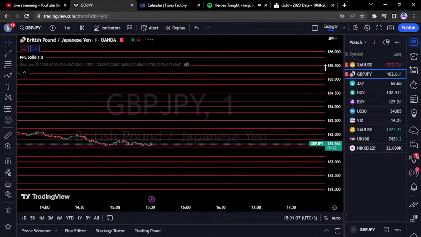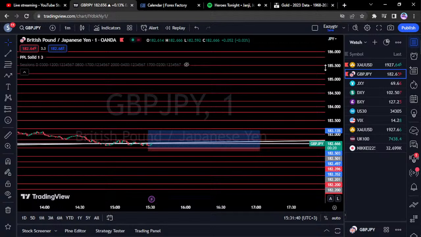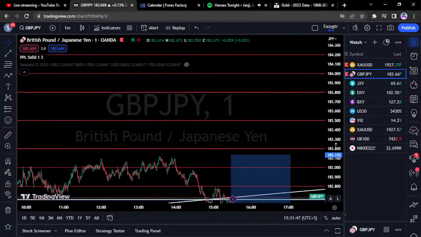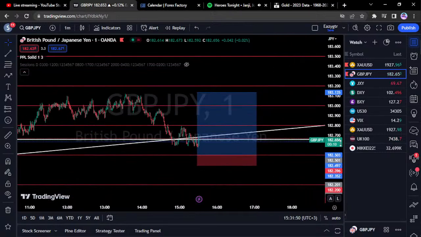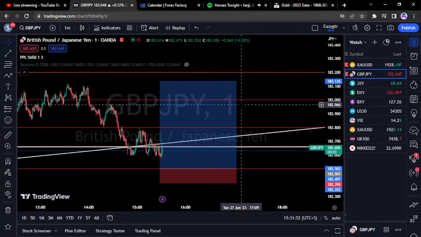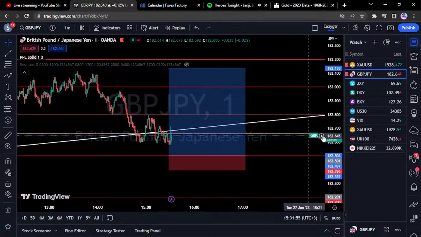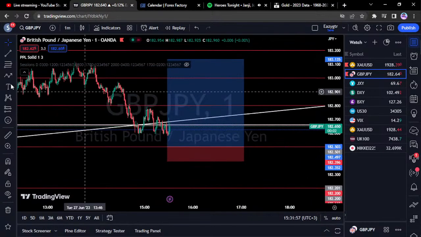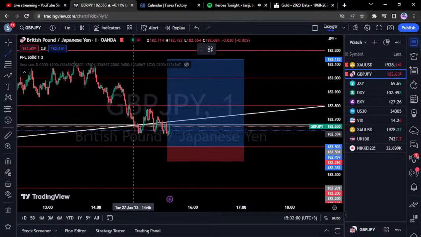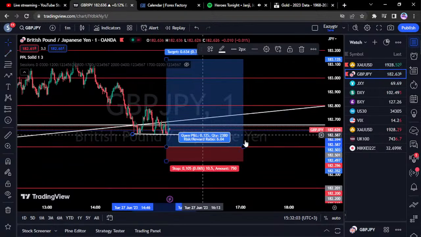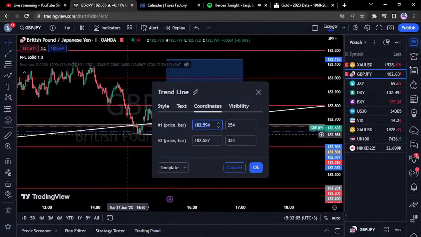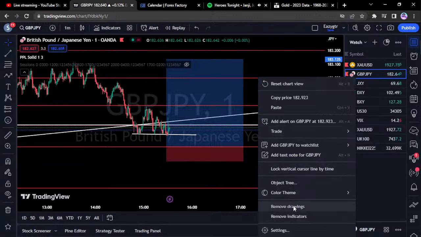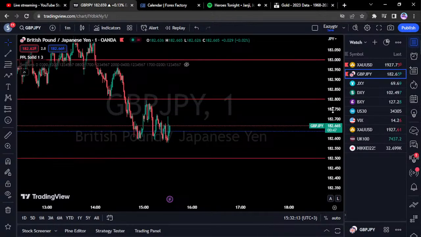On GJ, price is failing to break this one 82,590 area. So let's just clear the charts and watch naked price action.